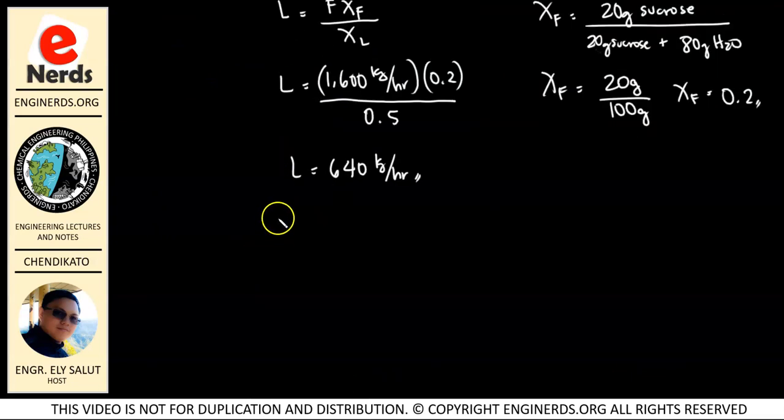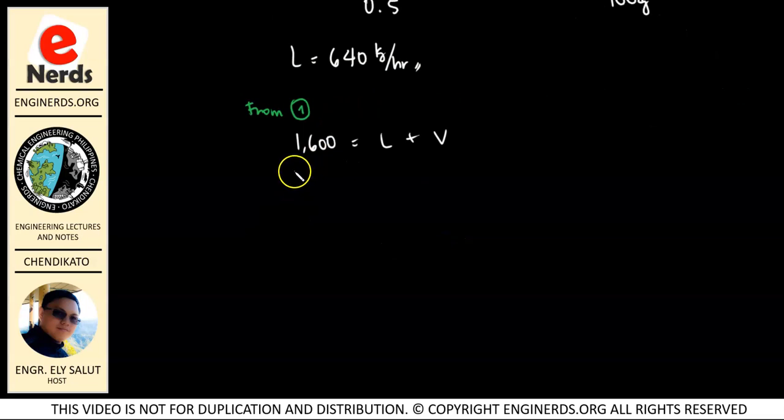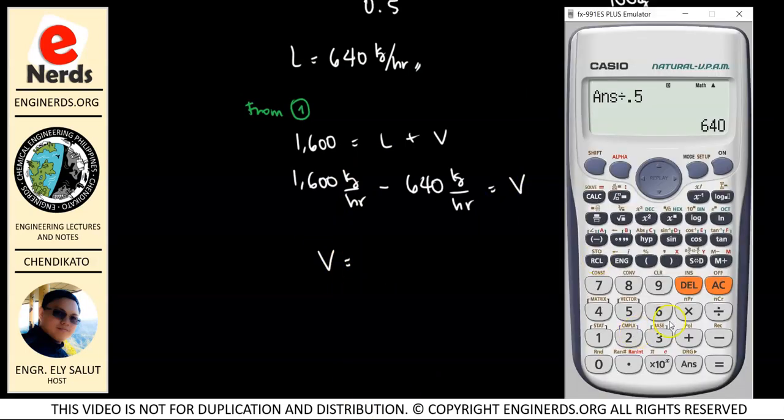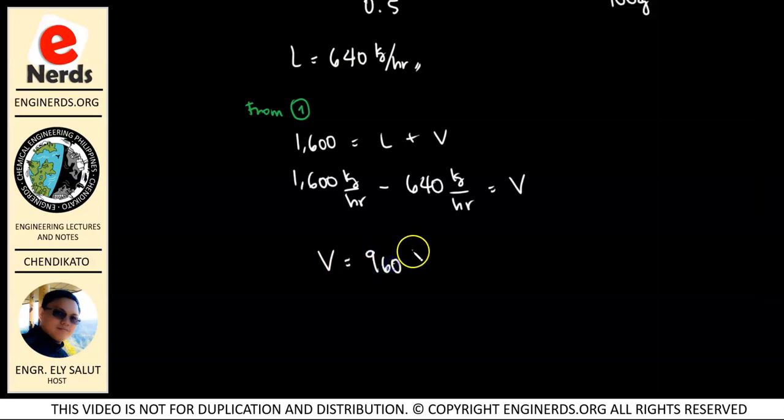Okay, so we have from equation 1, 1,600 is equal to L plus V. Okay, so we have 1,600 kilogram per hour minus, we're going to transpose our L, 640 kilogram per hour, and this will be equal to our V. So our V is equal to 1,600 minus 640, which is equal to 960 kilogram per hour. And that's our final answer dito sa ating problem.